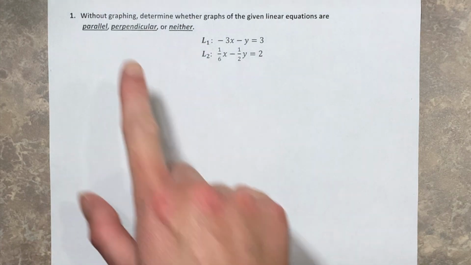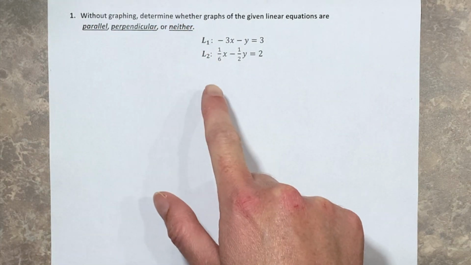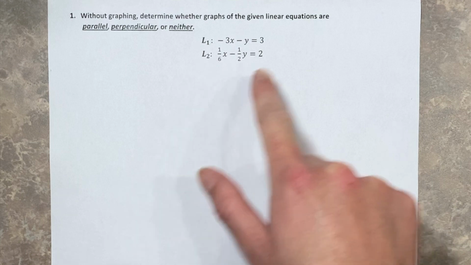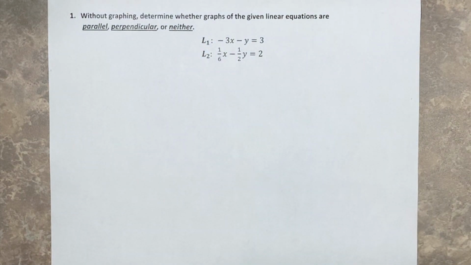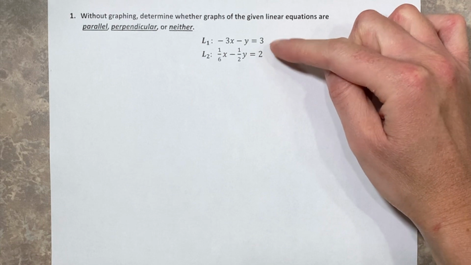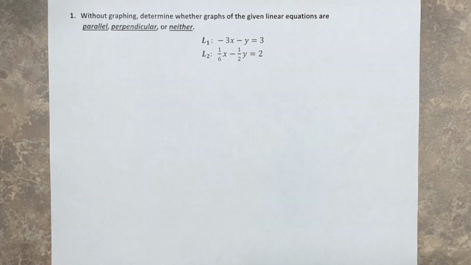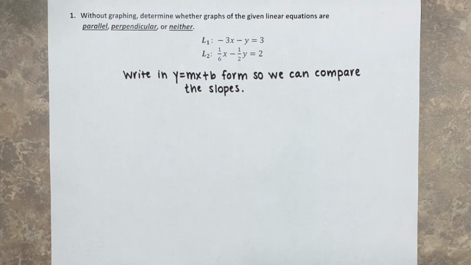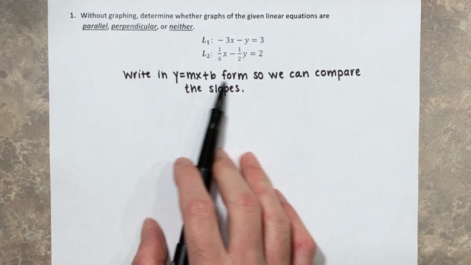Next, without graphing, we want to determine whether the graphs of the given linear equations are parallel, perpendicular, or neither. Well, if the two lines are parallel, they must have the same slope, and if they're perpendicular, their slopes must be opposite reciprocals. So we need to identify the slope of line 1 and line 2 so that we can compare them. The easiest way to find the slope is to write in y equals mx plus b form.